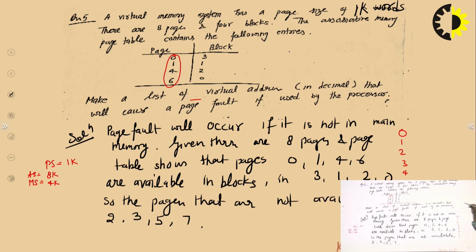Already in your question, 0 is present in the main memory, 1 is present, 4 is present and 6 is present. So the page faults will be 2, 3, 5 and 7. Pages 0, 1, 4 and 6 are present in the main memory, but pages 2, 3, 5, 7 have a page fault.